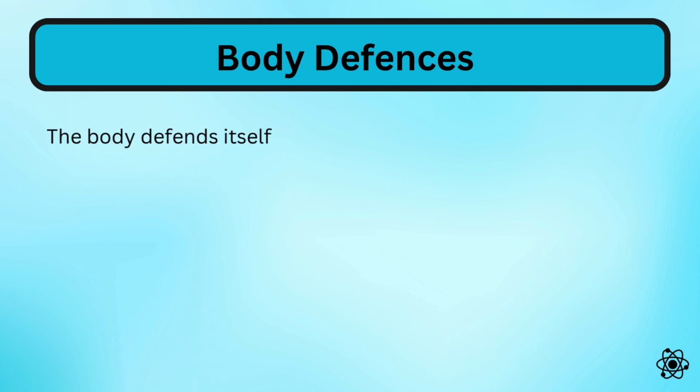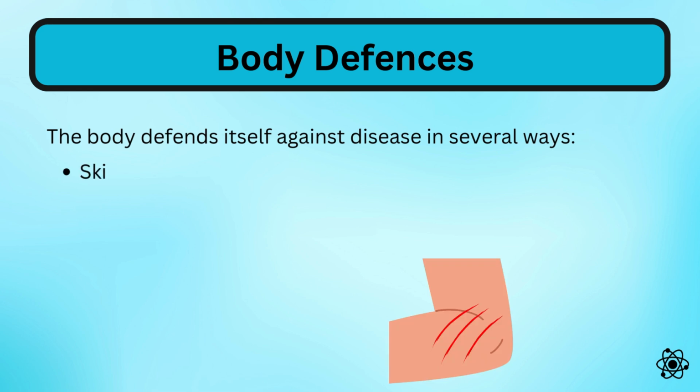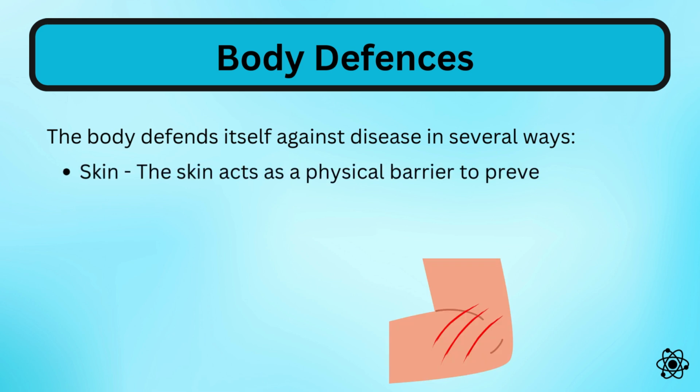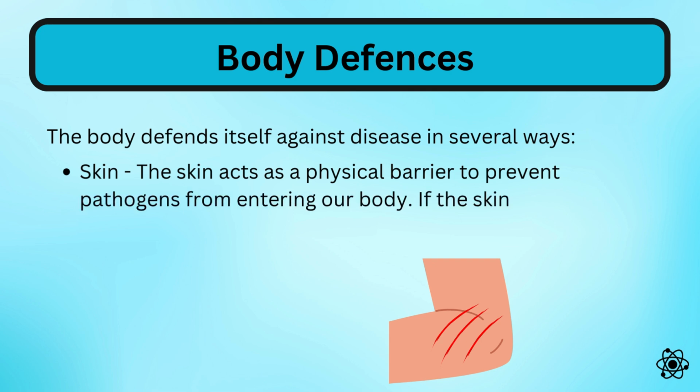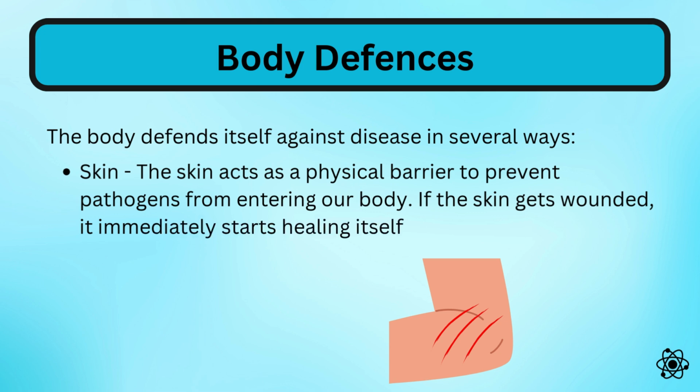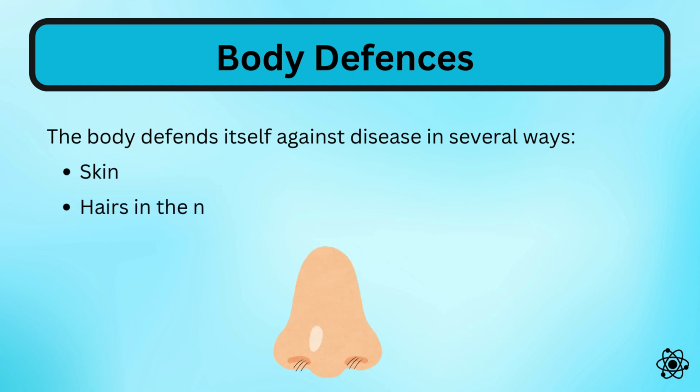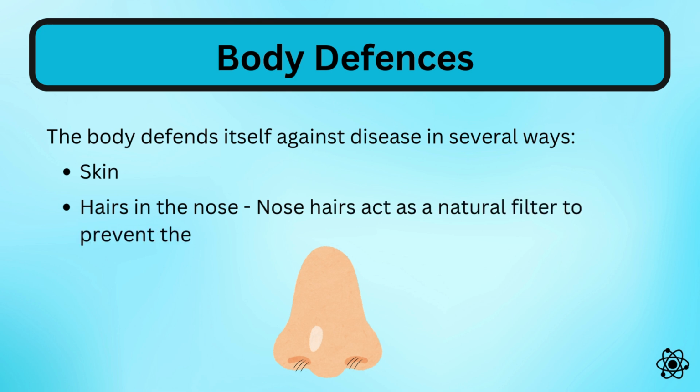The body defends itself against disease in several ways. Skin. The skin acts as a physical barrier to prevent pathogens from entering our body. If the skin gets wounded, it immediately starts healing itself, forming a scab. Hairs in the nose. Nose hairs act as a natural filter to prevent the entry of pathogens into the lungs.